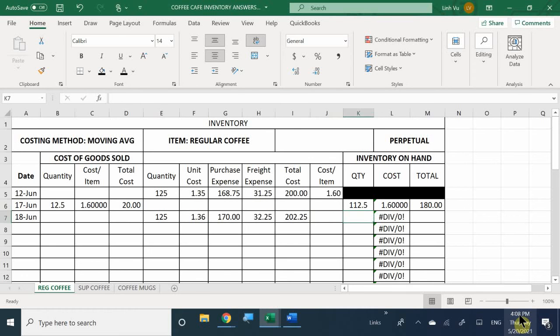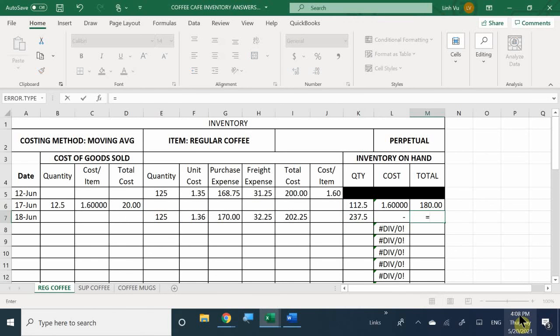Go ahead. Anybody? So then we add the 125 to the 112. Yes. So what's our total quantity here? 237 and a half. Good.